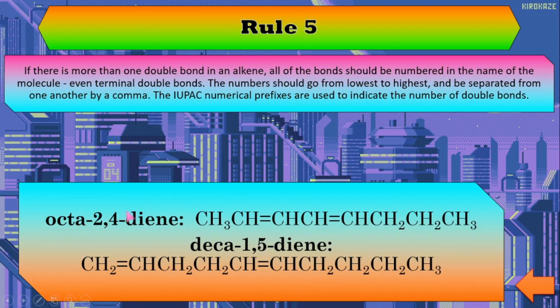For example, we have here octa-2,4-diene. Why octa? Because there are 8 carbon atoms in this molecular formula. And diene because there are 2 double bonds located at the second and at the fourth carbons. While in this molecular formula, it is named as deca-1,5-diene since it has 10 carbon atoms and 2 double bonds found at the first carbon and at the fifth carbon.